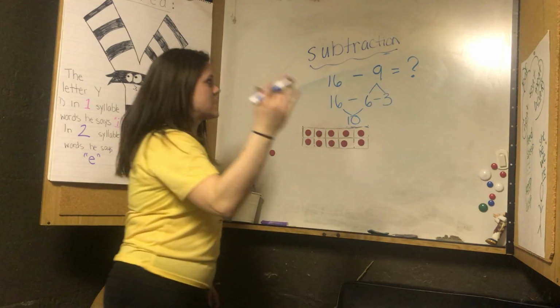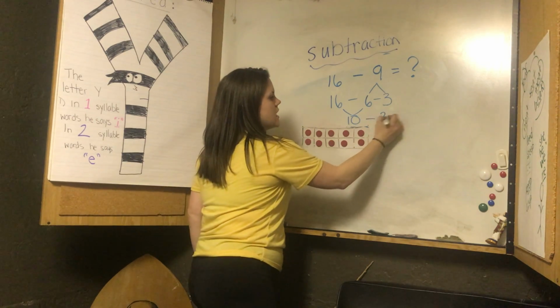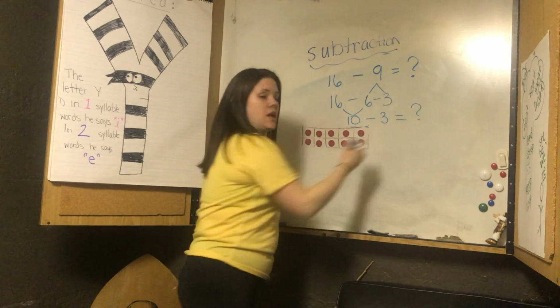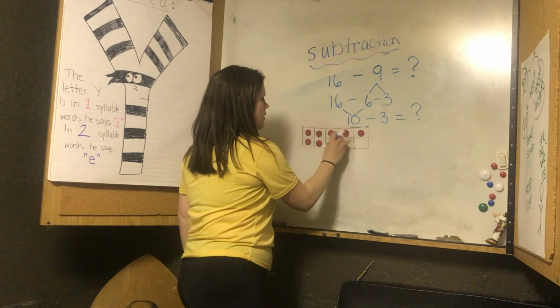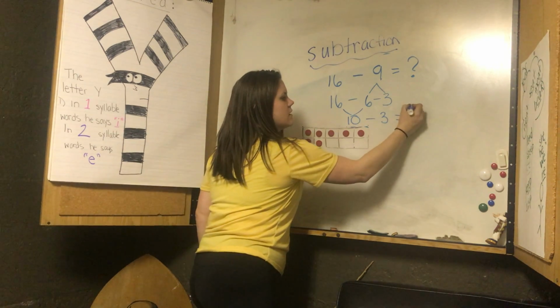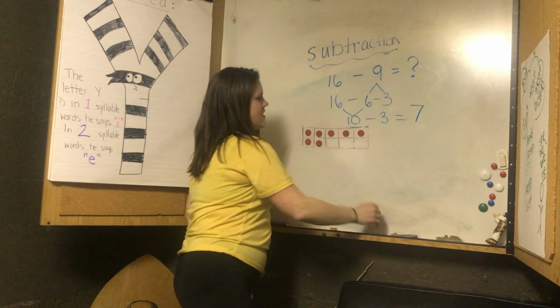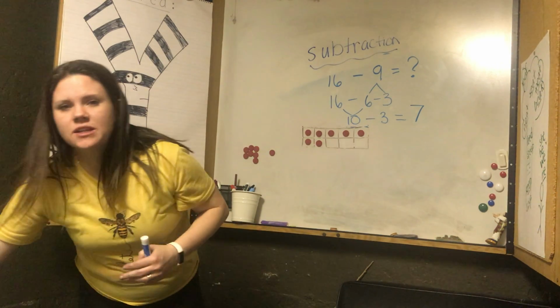I have to take away the rest, right? I can't forget about this part. 10 take away 3 is what? 10 take away 3 is 7. Awesome. All right, this is starting to feel good, guys. Let's turn the page and keep going.